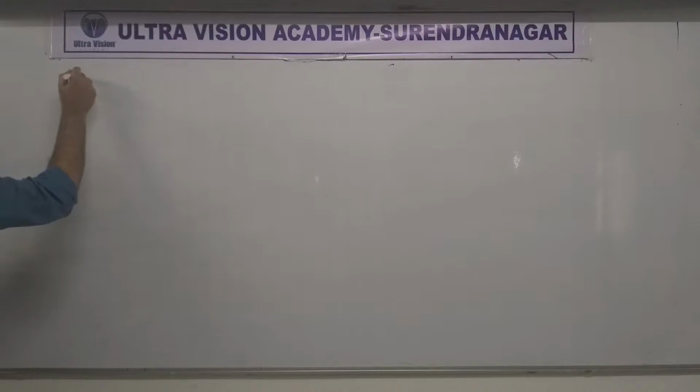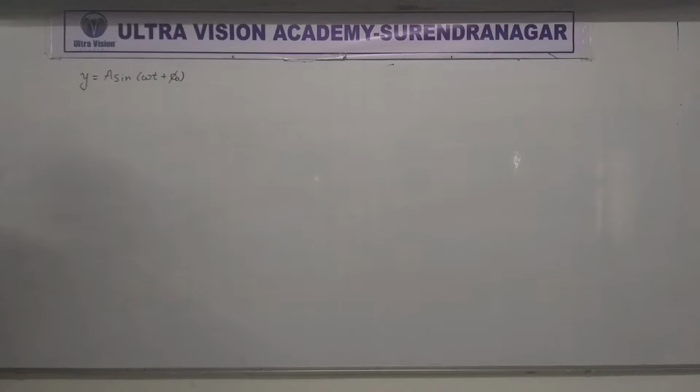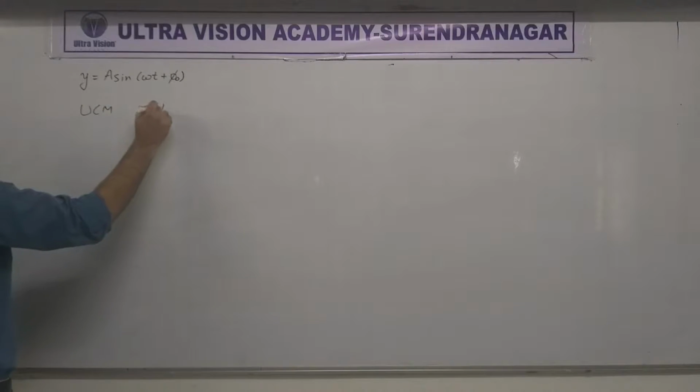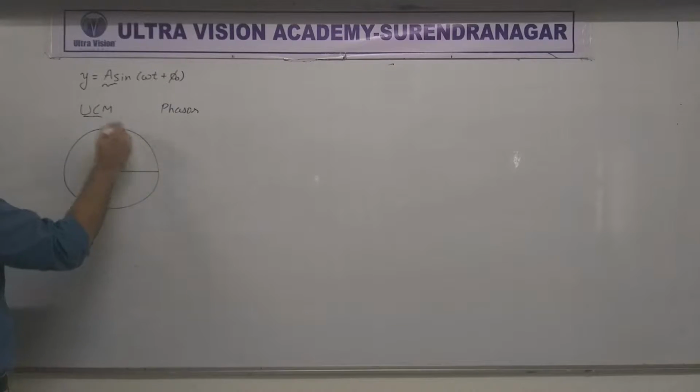If we use an equation like, let's say, y equals A sine(omega t plus phi 0), this is SHM. Now if you want to represent this SHM either in the form of uniform circular motion or as a phasor, remember the concept is the same. So what to do? You draw a circle so that the radius of the circle is the amplitude. Is that clear, everyone?